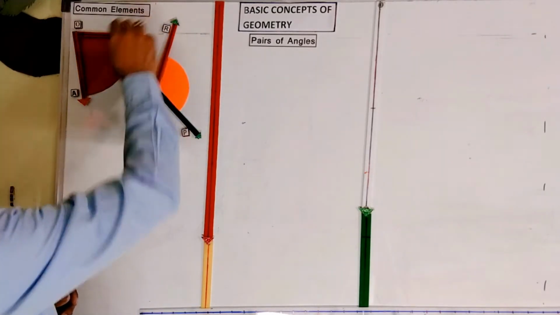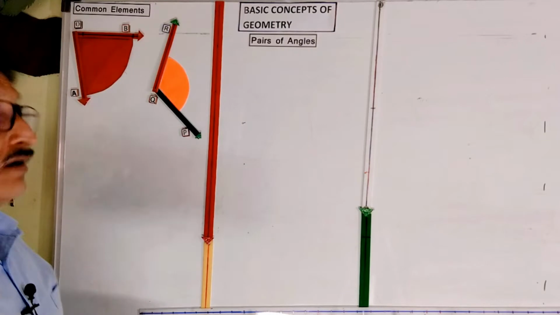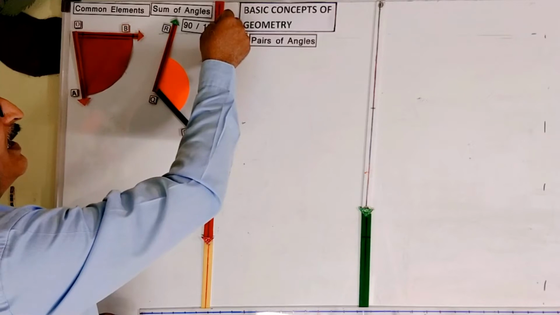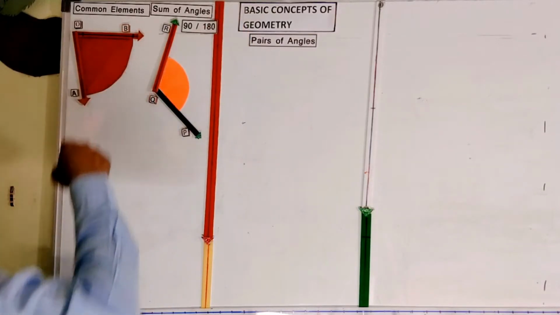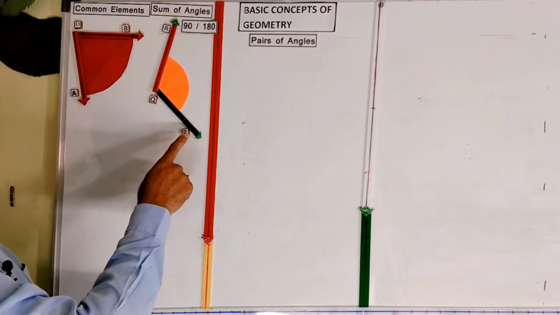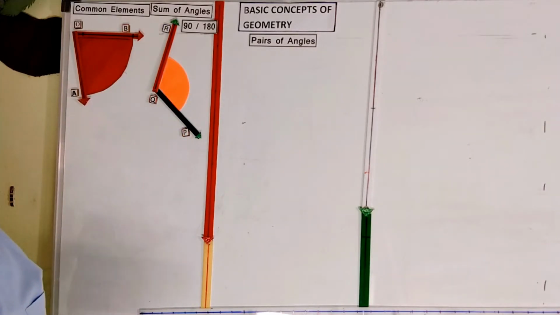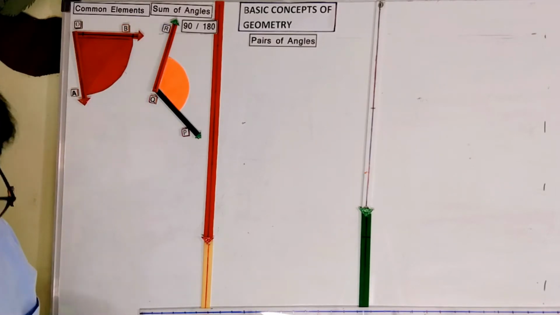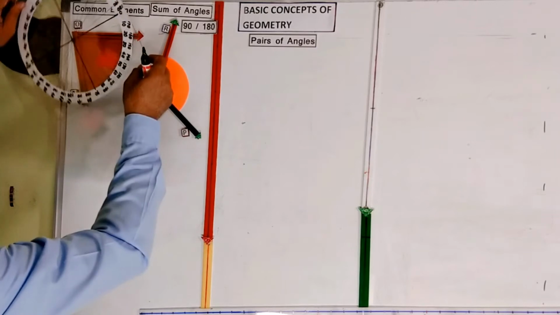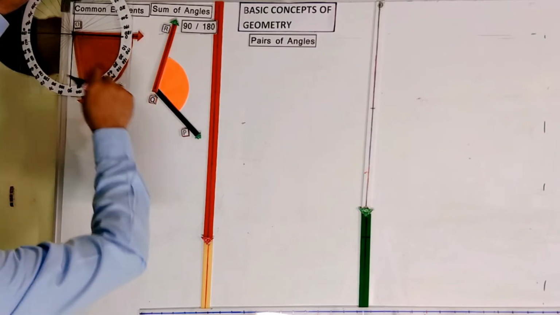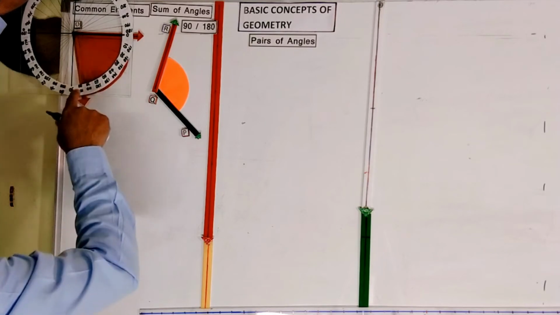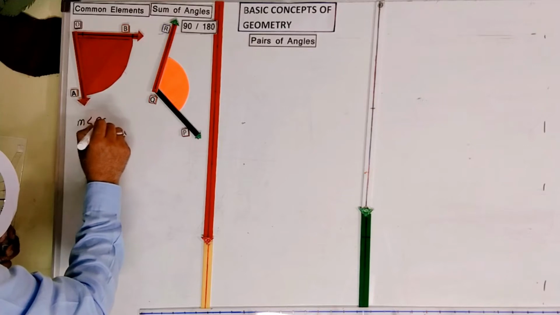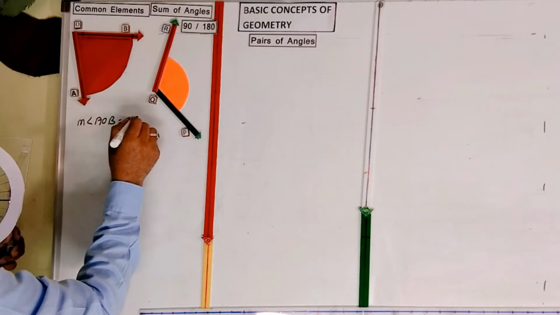The first condition is that a common element should be there, or the sum of the measures of the angles should be 90 or 180 degrees. That means, see, the first angle is AOB and the second angle is PQR. There is no common ray or common side. Similarly, let's measure these two angles. Coincide the center with the vertex and one arm on 0, and see the second arm is at 80 degrees. Therefore, you can write here measure of angle AOB equals 80 degrees.